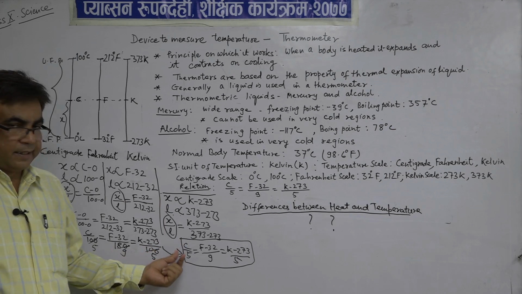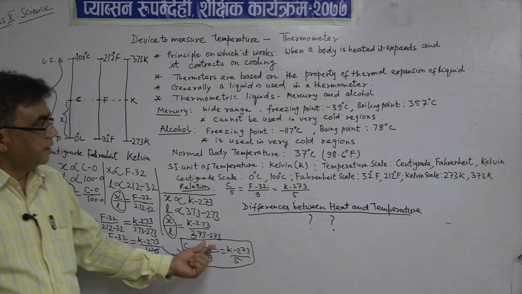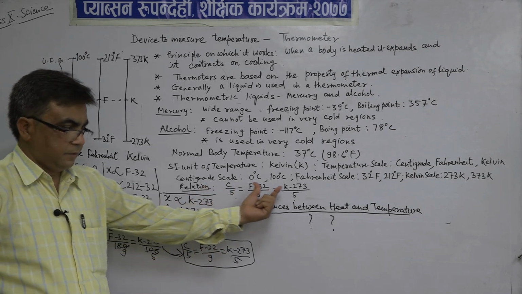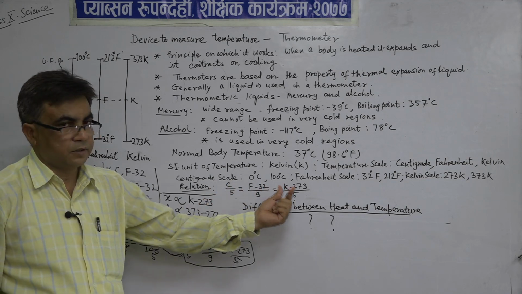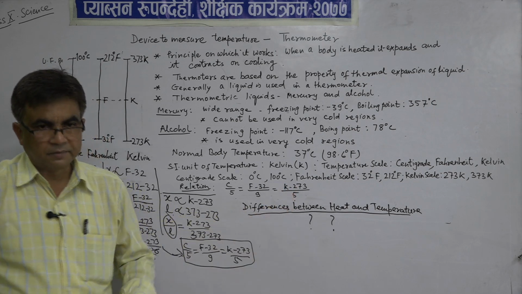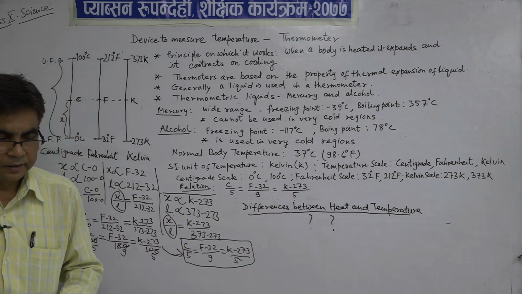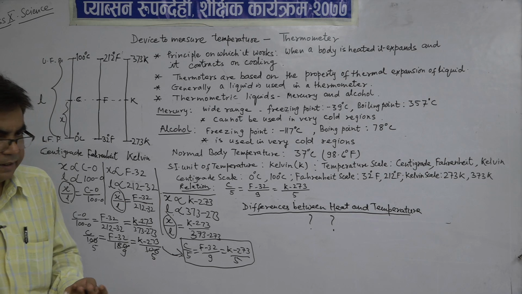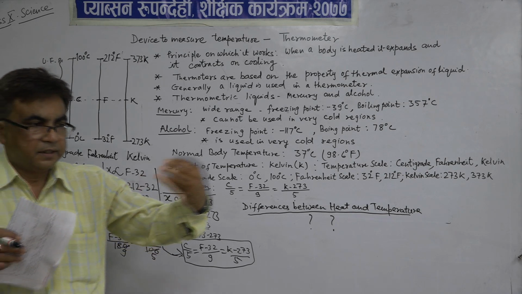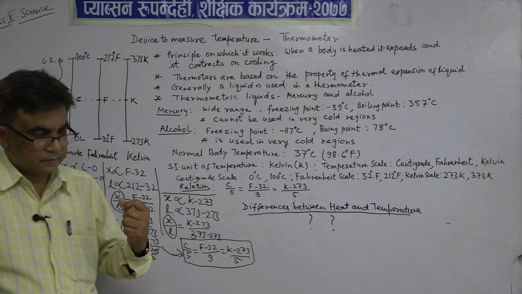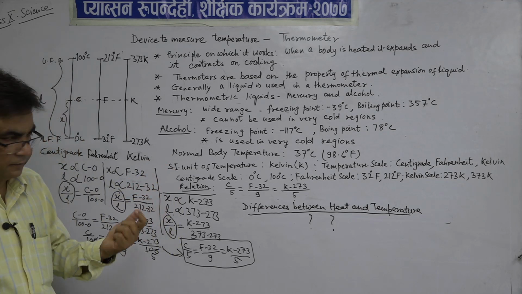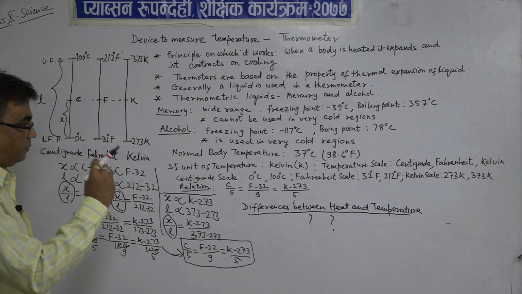So in this way we can derive the relation between these three scales of temperature: centigrade scale, Fahrenheit scale and Kelvin scale, which I have already written here: C upon 5 equals F minus 32 upon 9 equals K minus 273 upon 5. Sometimes you could be asked to convert this many degrees centigrade into degrees Fahrenheit. So you have to use this formula. Clear?